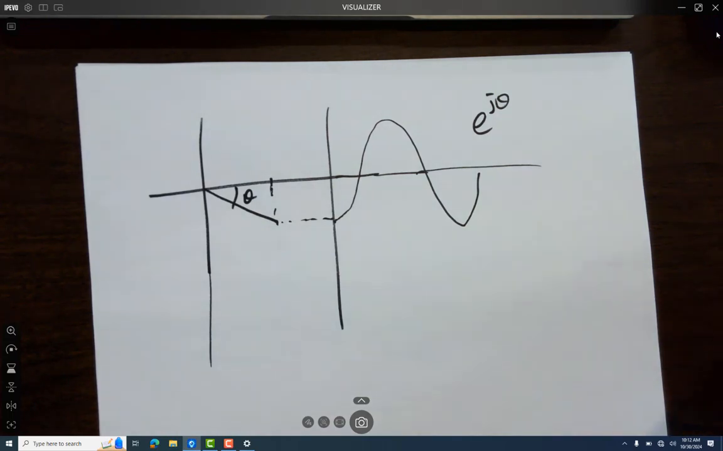Impedance stuff. It'll frustrate you if you don't know how to do it. Okay, starting from this problem.